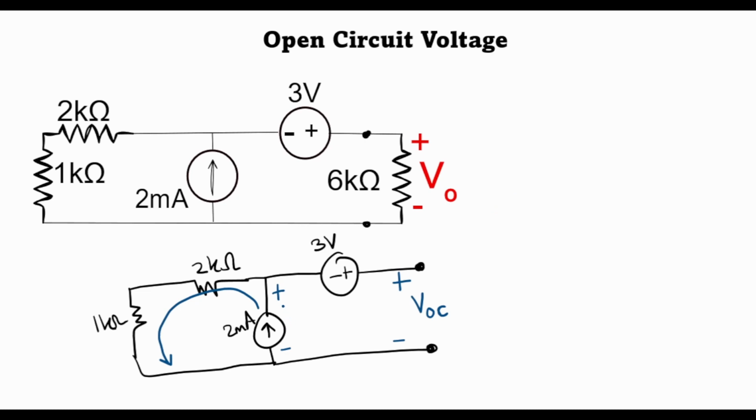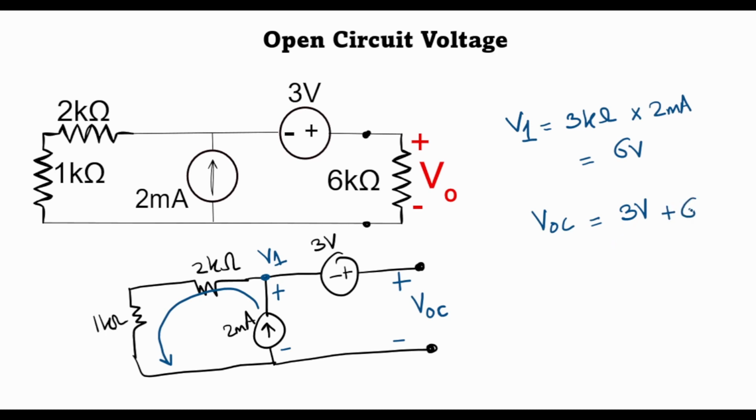So we can find out this voltage V1 as 3 kilo ohms multiplied by 2 milliamperes, and this comes out as 6 volt. And then the open circuit voltage at this point is simply the addition of the 3 volt voltage source and the 6 volts developed across the current source. And our open circuit voltage comes out as 9 volts.